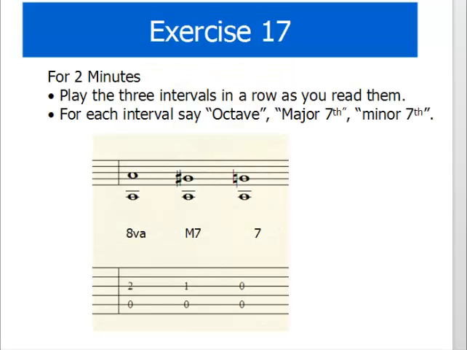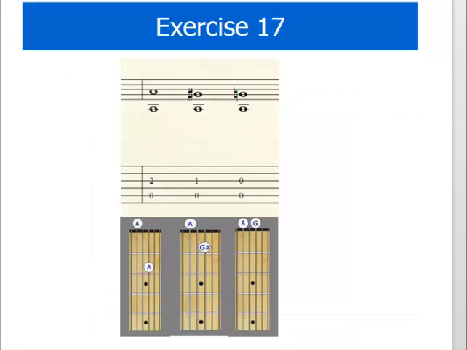All right, for 2 minutes play the 3 intervals in a row as you read them. For each interval say octave, major 7th, minor 7th. Starting on A. Here's your A, octave above. Play them together. Octave, major 7th, minor 7th. And here's the fingering charts. A, G sharp, and then A to G natural.